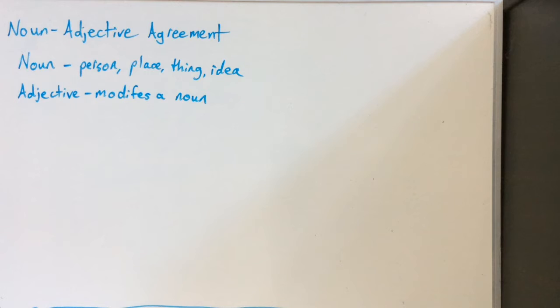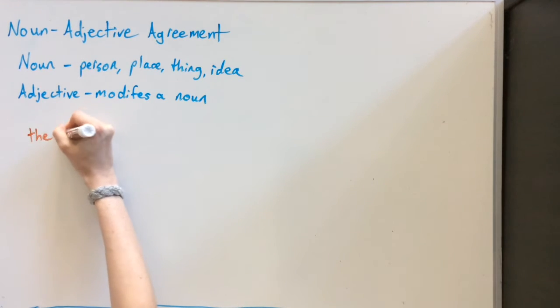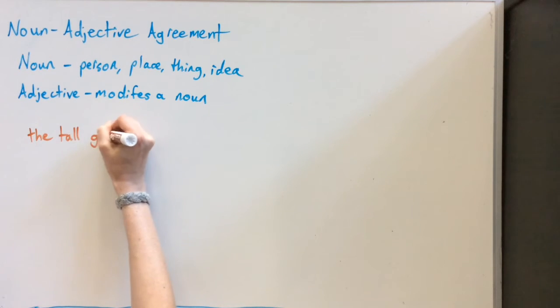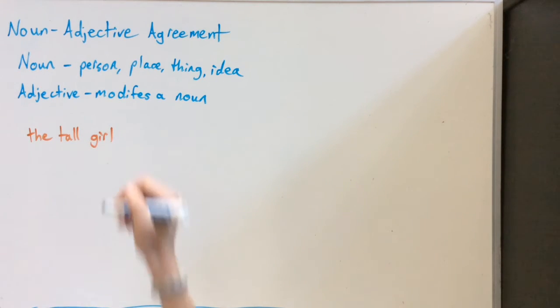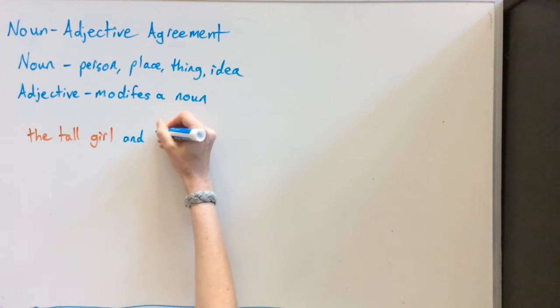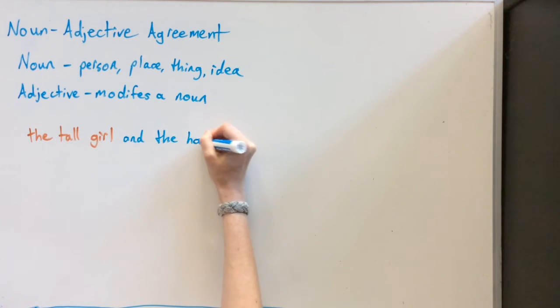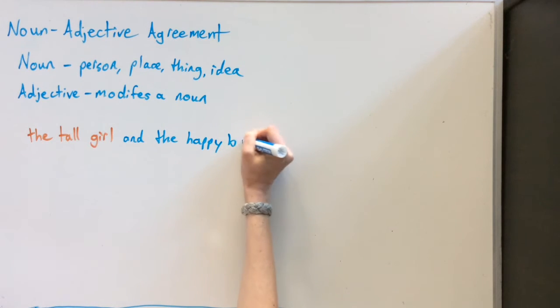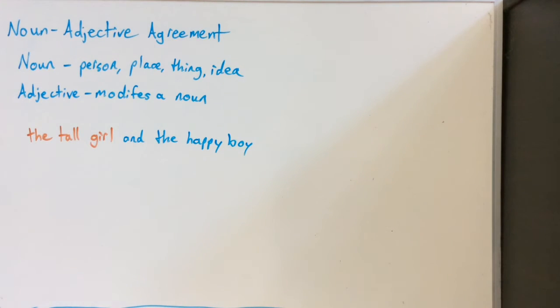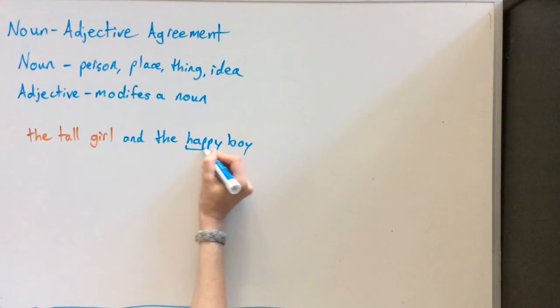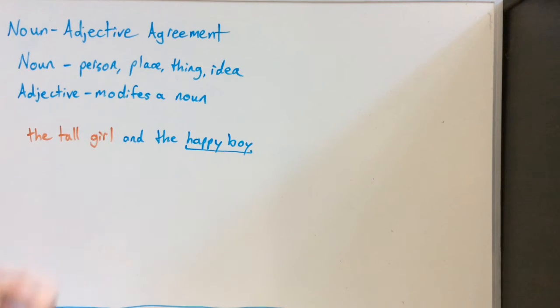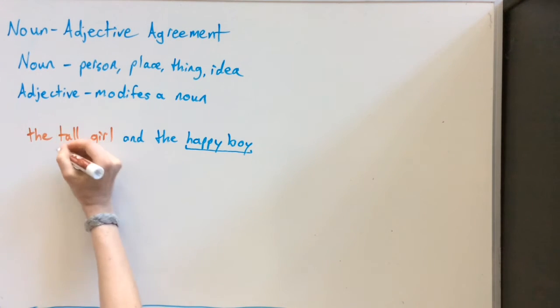In English, we can tell that an adjective is modifying a noun because it is right next to the noun it's modifying. So for example, in the phrase, the tall girl and the happy boy, we know that the boy is happy because the word is next to him, and that the girl is tall because that adjective is next to her.